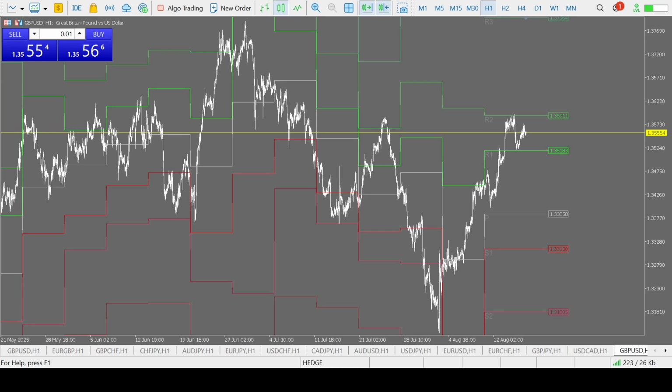Today is our section of the weekend, Saturday. We're going to analyze the British pound, US dollar, to see what is ahead for us next week, okay?